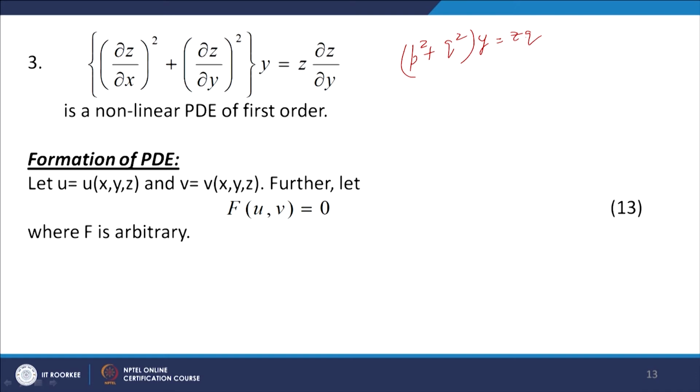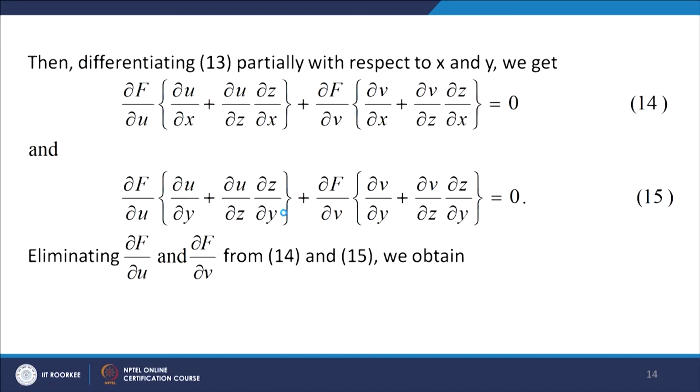Now, let us see how the partial differential equations are formed. So, let u be a function of x, y, z, v be a function of x, y, z, and further assume that f(u, v) is equal to 0, that is, there is a relation between u and v which is given by the function f. So, f(u, v) equal to 0 and f is arbitrary.